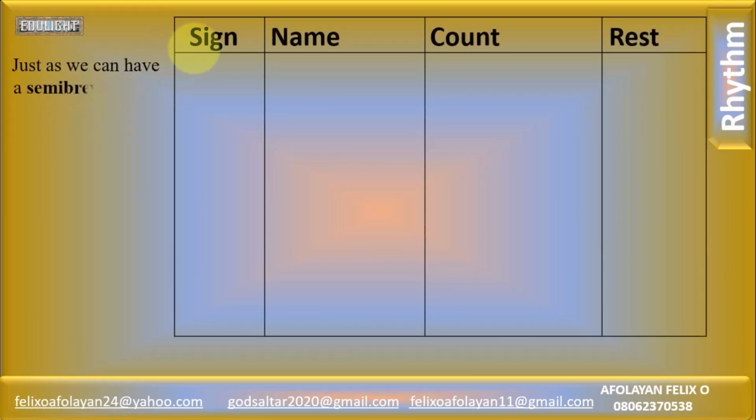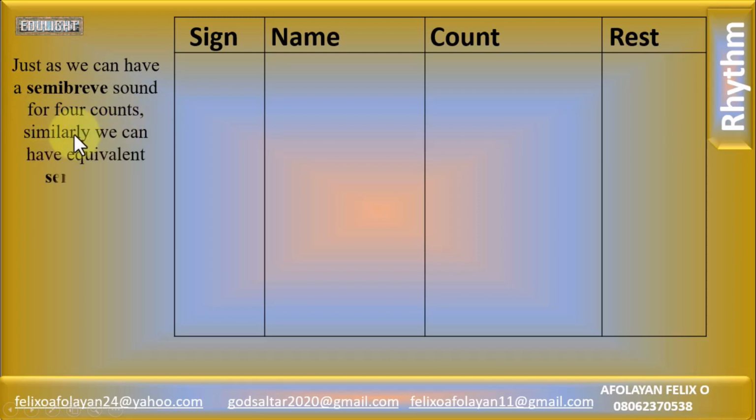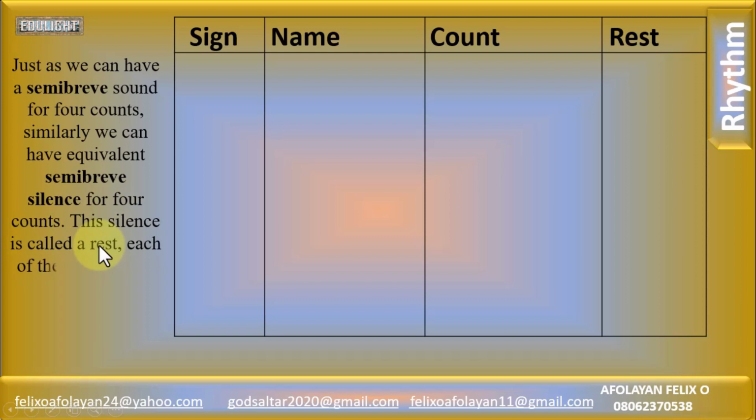Just as we can have a semi-brief sound for 4 hands, similarly, we can have equivalent semi-brief silence for 4 hands. This silence is called rest. This silence is called what?